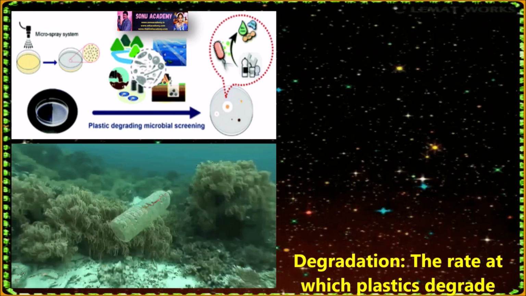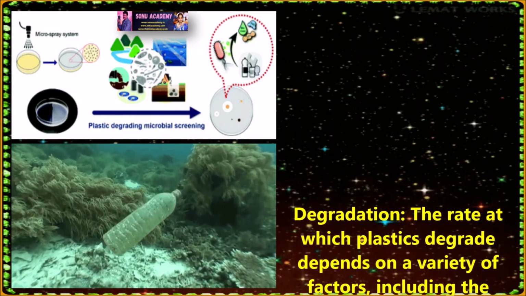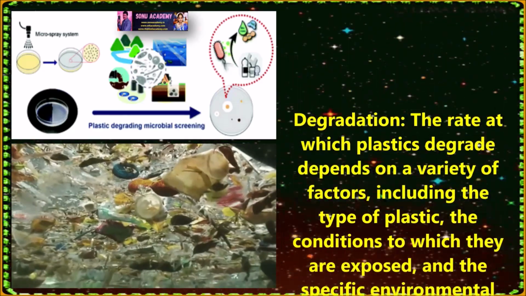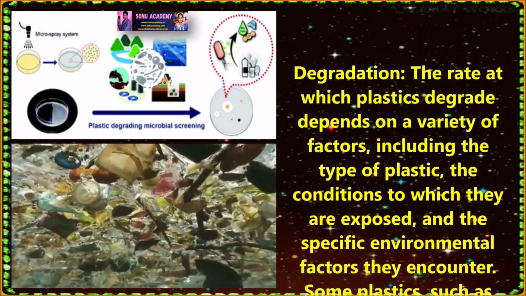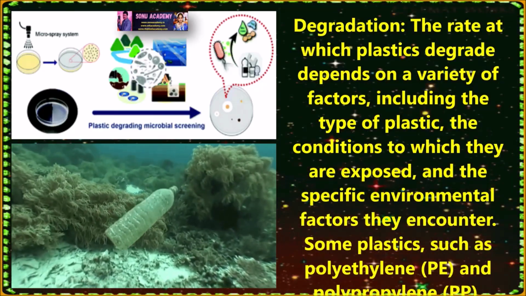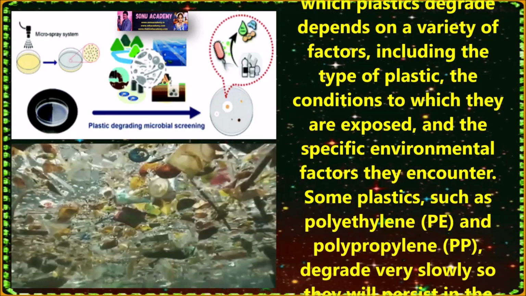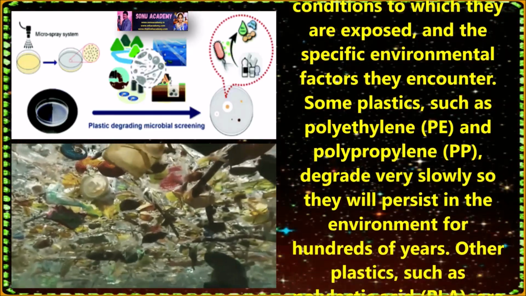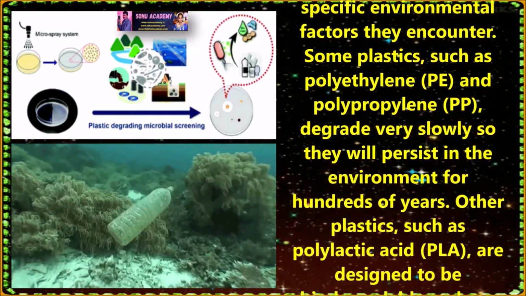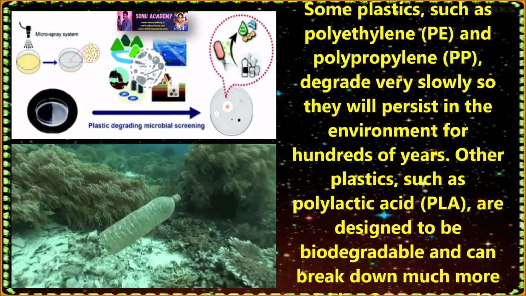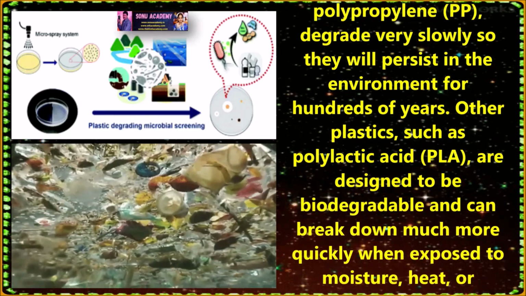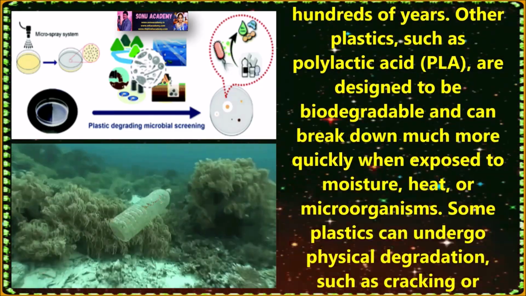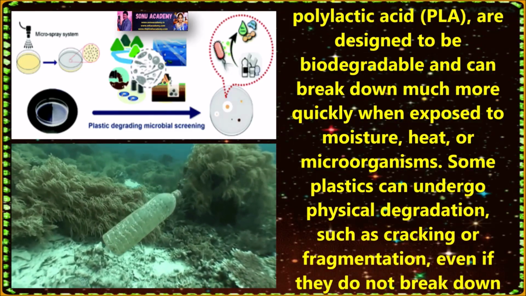Degradation. The rate at which plastics degrade depends on a variety of factors, including the type of plastic, the conditions to which they are exposed, and the specific environmental factors they encounter. Some plastics, such as polythene and polypropylene, degrade very slowly, so they will persist in the environment for hundreds of years. Others, such as polylactic acid, are designed to be biodegradable and can break down much more quickly when exposed to moisture, heat, or microorganisms.